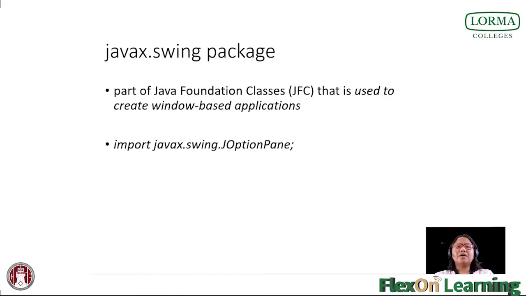Javax.swing is the package for JOptionPane. It is part of the Java Foundation Classes that is used to create window-based applications. So, for us to be able to use JOptionPane, we need to integrate the package in the program. To do that, we have to make use of the import statement. The syntax will be import, followed by the package, which is javax.swing, followed by a dot, and then followed by the class, which is JOptionPane.